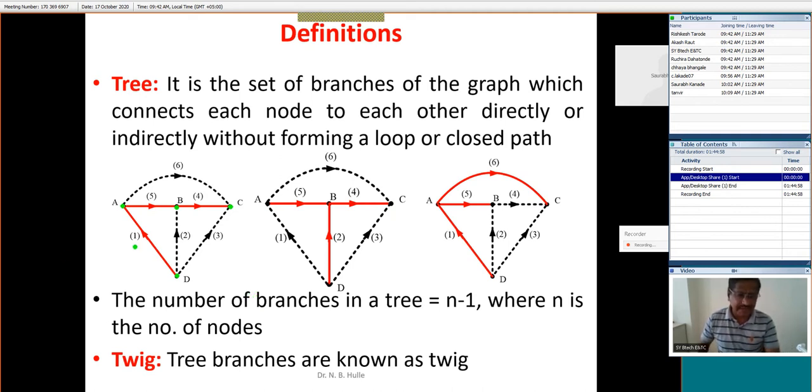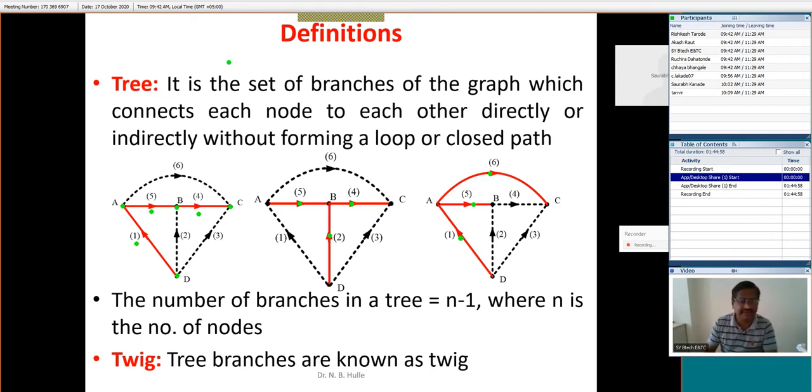You see here, the lines which I have shown in red color: this is the 1st, this is the 2nd, and this is the 3rd. It will connect nodes A and D. This is A, B, and this is B, C. Means we have connected all the nodes A, B, C, and D, and there is no formation of a loop. These 3 branches form the tree. In this case, this is 1, 2, 3, it is also a tree. It is also a tree. This tree is a set of branches.